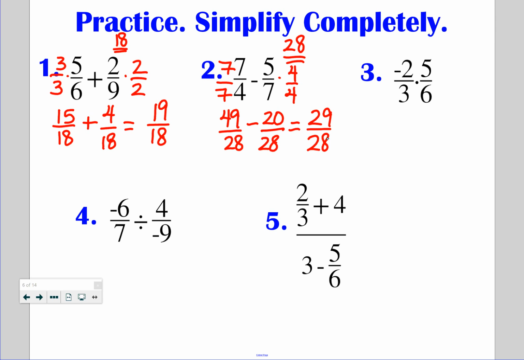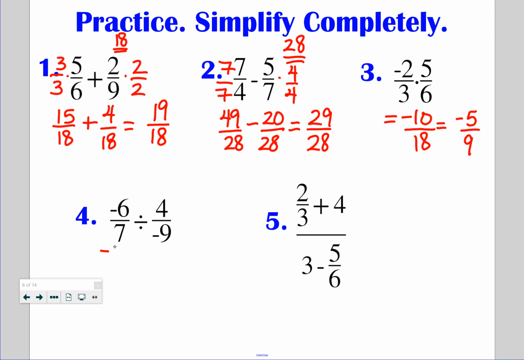The next problem, we multiply straight across. Negative 10 on top, 18 on the bottom, and this one does reduce. They're both divisible by 2, so I have negative 5 over 9 as my final answer.